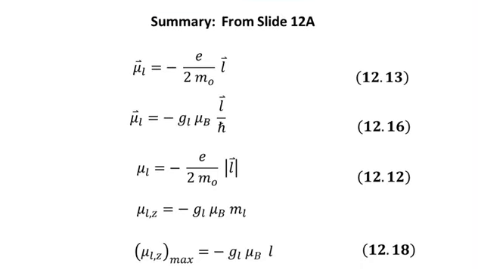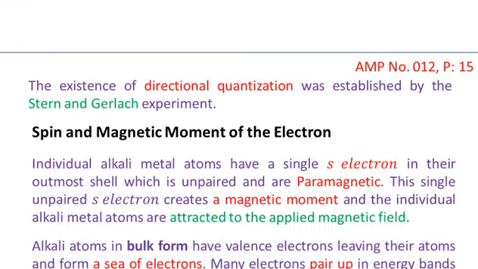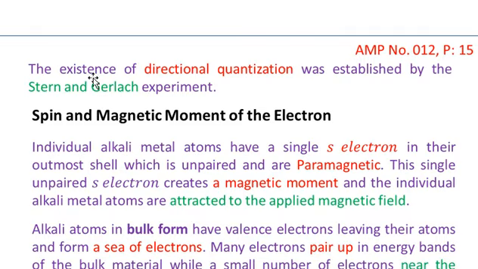Now you see that previously I talked about the orbital angular momentum, that is an orbital quantity. Now I am talking about the spin angular momentum and spin magnetic moment, and what will happen in the presence of the applied magnetic field. These things will be talked about, and I shall also be talking about the spin quantization. So today's lecture starts now. The existence of directional quantization was established by the Stern and Gerlach experiment.